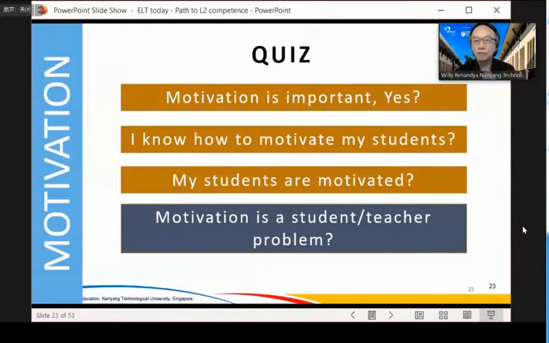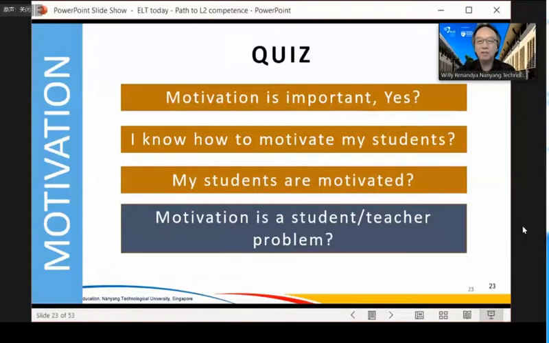A big question for me is this: is motivation a student problem or is it a teacher problem or both? After thinking about these issues for many years, I've come to the conclusion that motivation is a teacher problem. Motivation is something the teacher will have to deal with, something that you need to work hard at to help your students become motivated and also to stay motivated for one whole year, for 2 years, for 3 years, and so on and so forth. So it's more of a teacher problem.